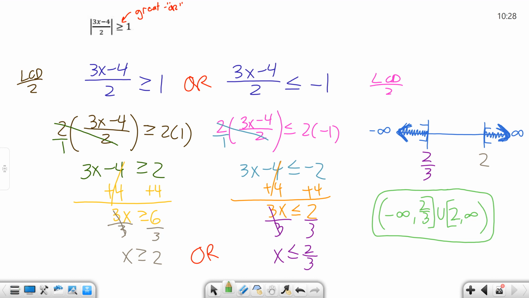And there's our interval notation, right? So I had a little fun with the colors there. I used all the colors that I use when I use this board. All right. So hope this helps with absolute values of inequalities.